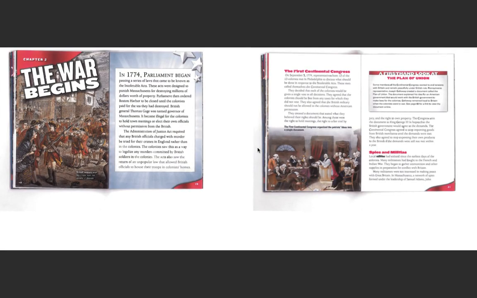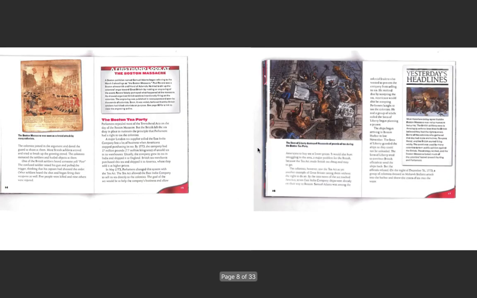Tomorrow we're going to start Chapter 2, The War Begins. So where we left off here, the American colonists are getting really upset and angry about all of the British rules and taxes that they're putting over them. What do you think is going to be happening next? How do you think the American colonists are feeling?